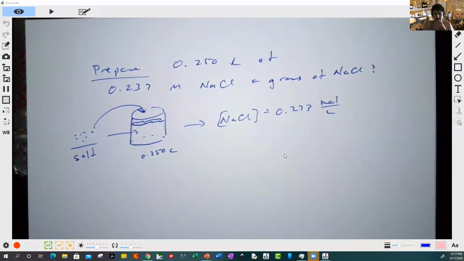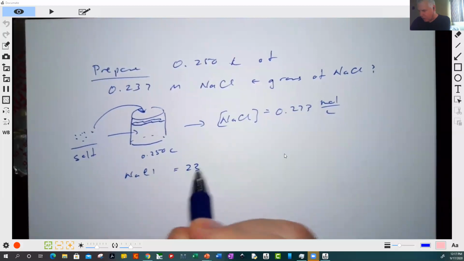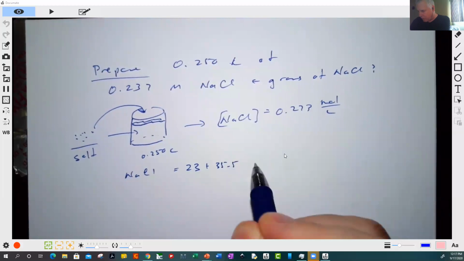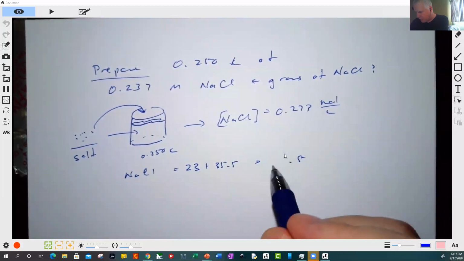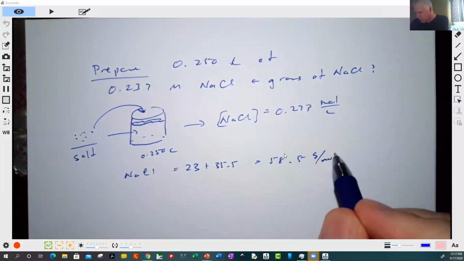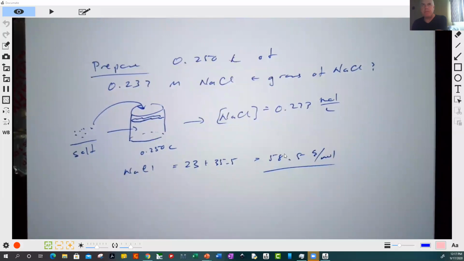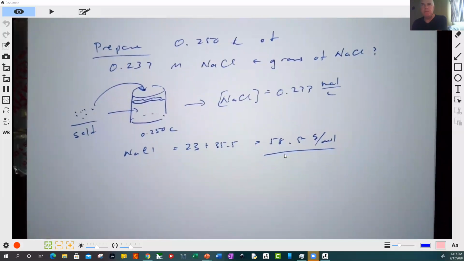All right, so the first thing I would definitely look for is the molecular mass of sodium chloride. NaCl is going to be 23 plus 35.5, which is 58.5 grams per mole. So I would create an equation here with that. I'm going to write it down also.